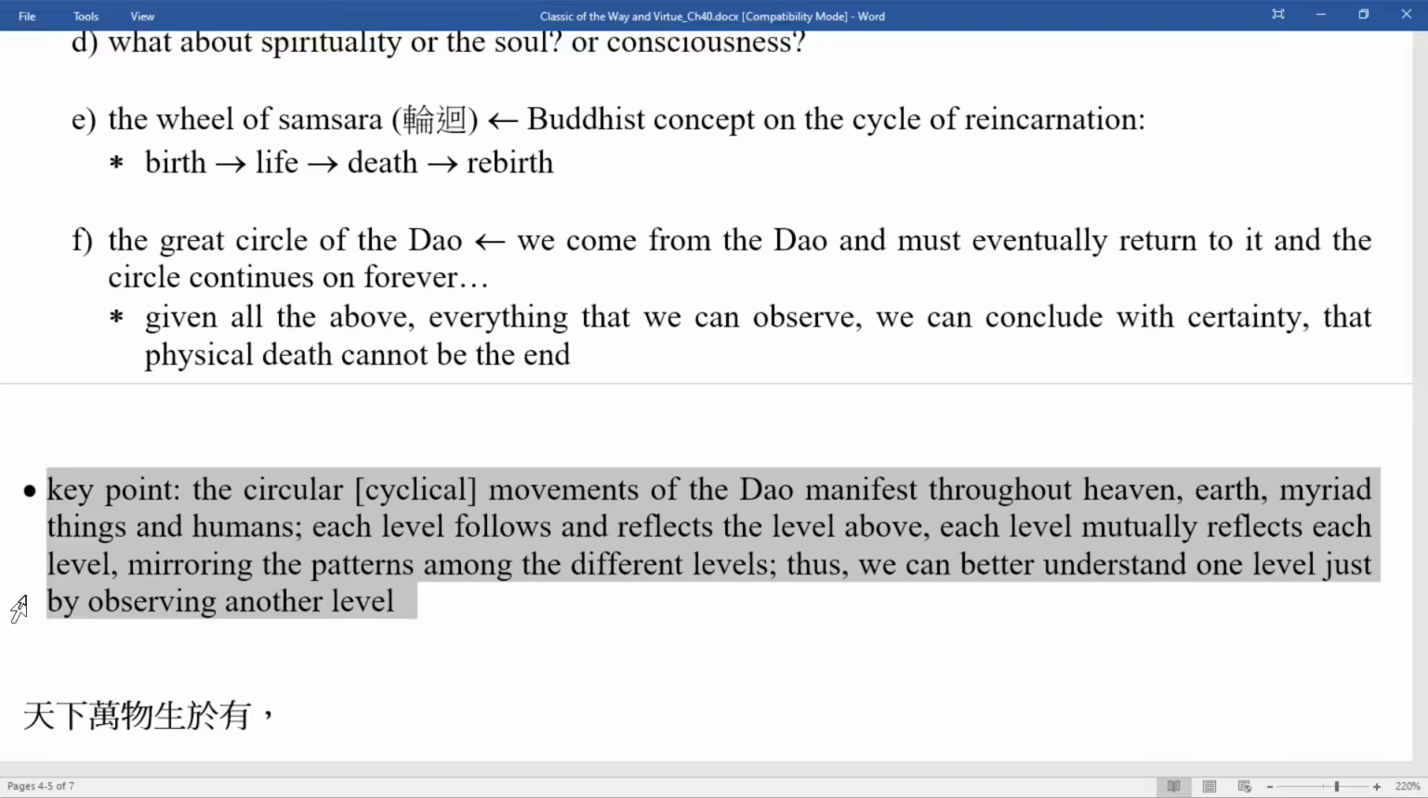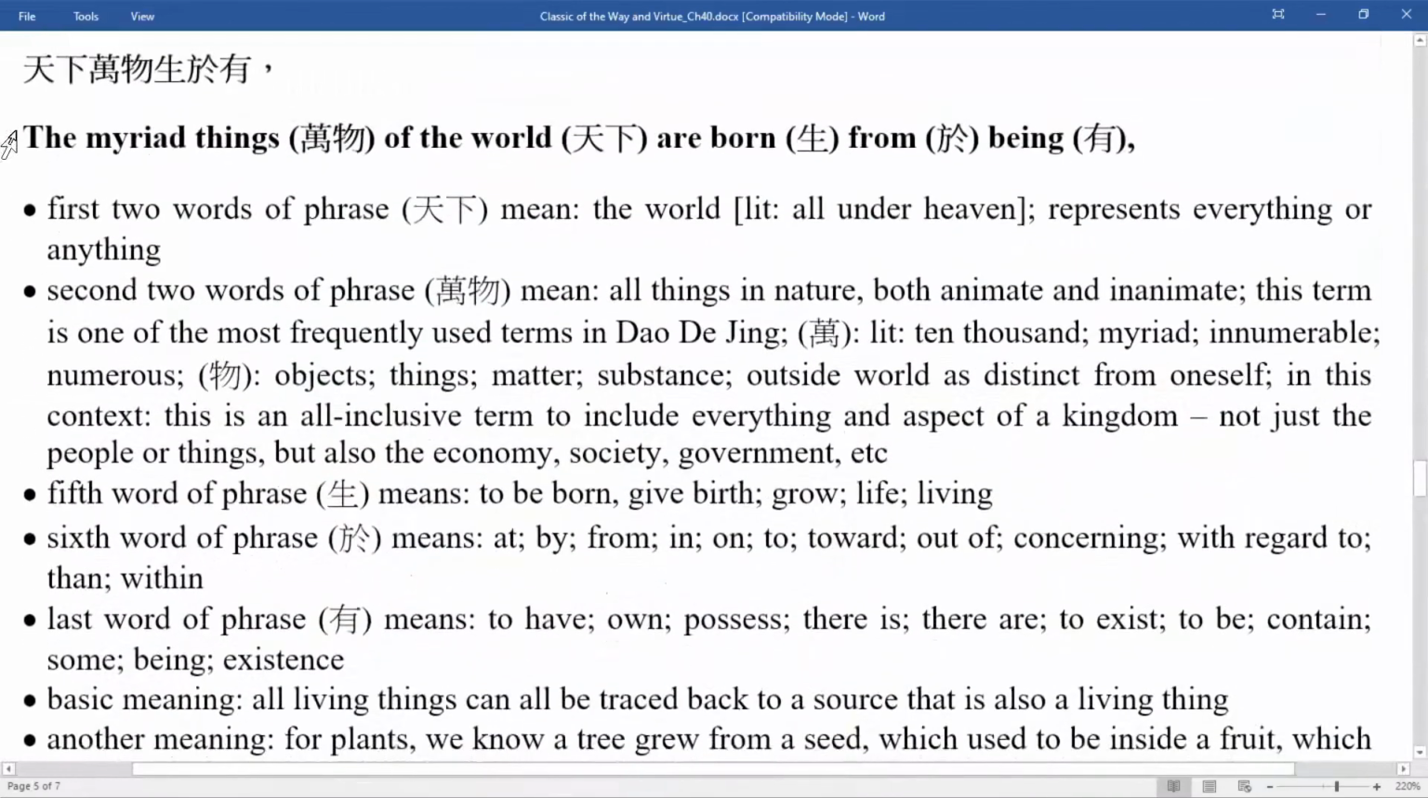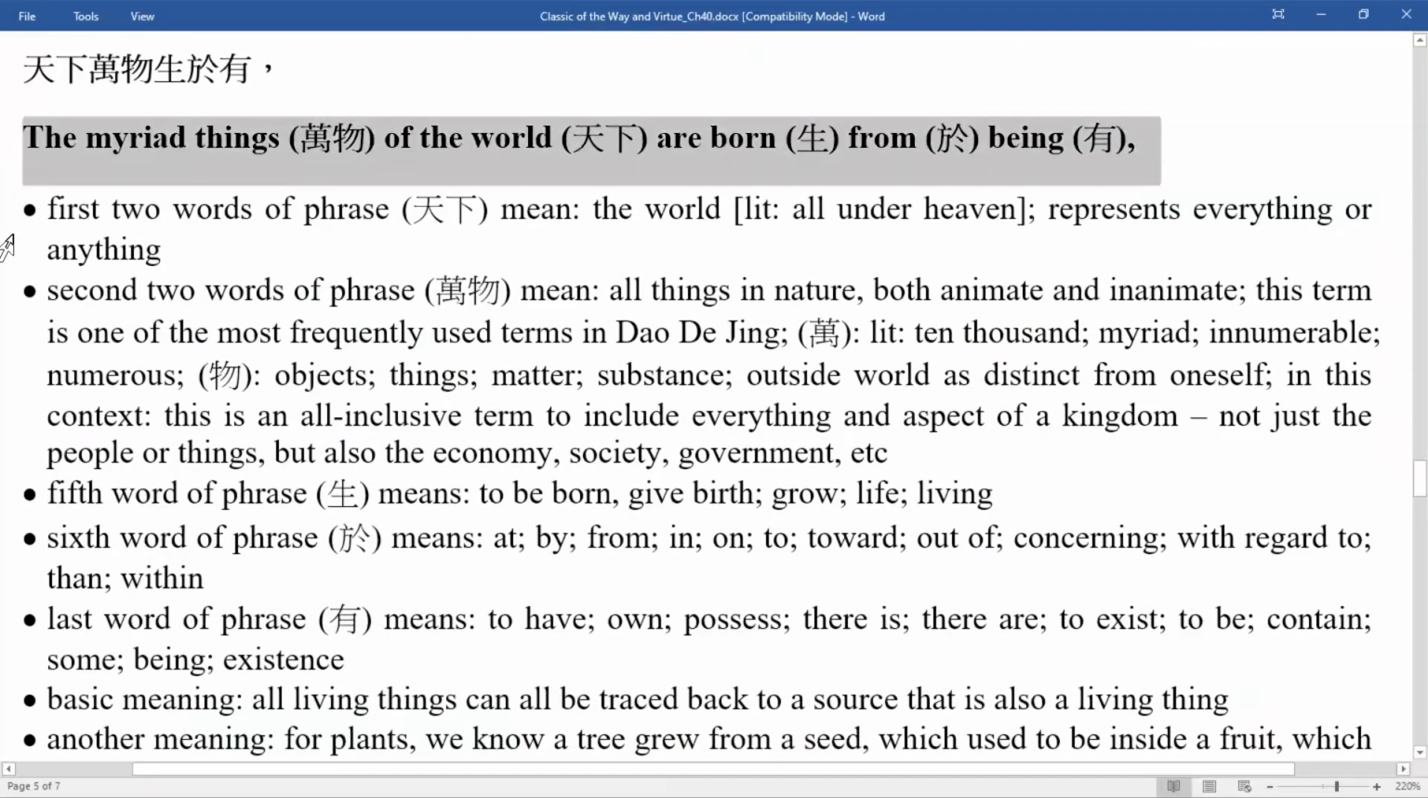Oh God, it's almost an hour. Okay. Then the third line, now we're in the second section, the last section: The myriad things of the world are born from being.